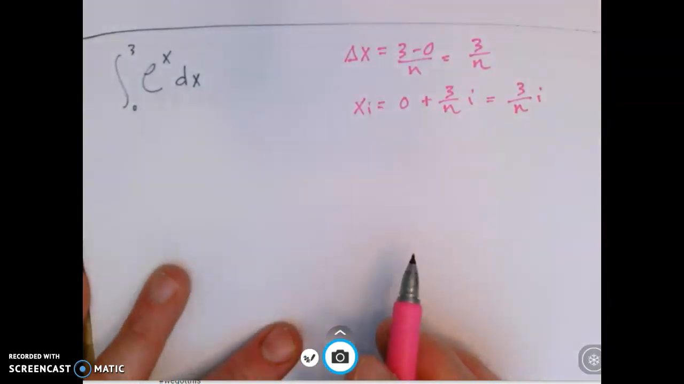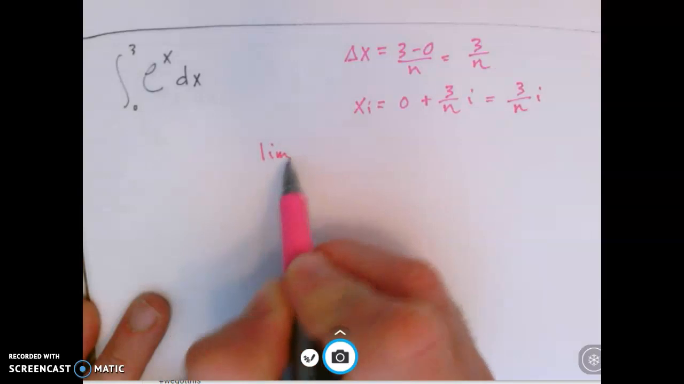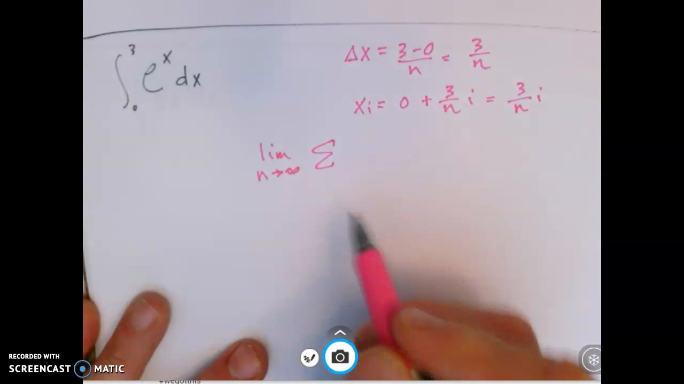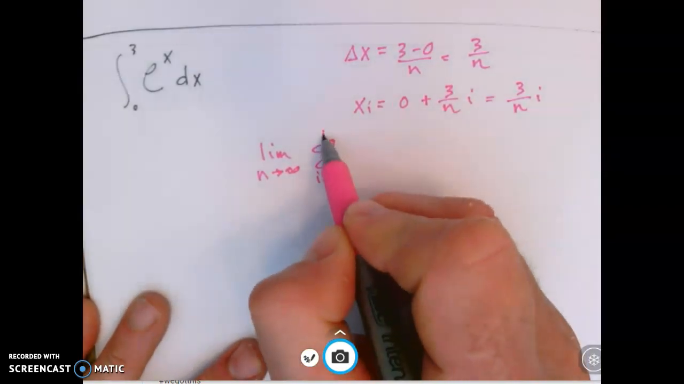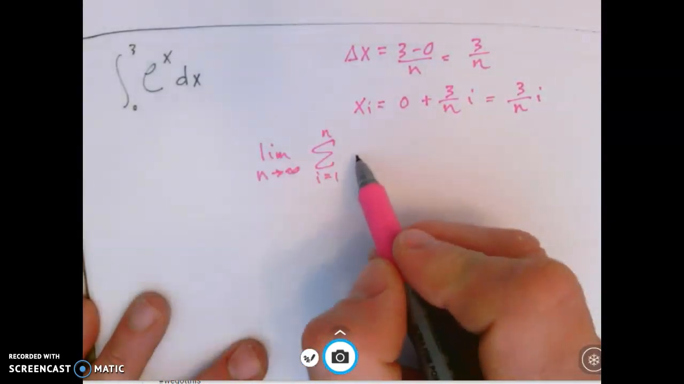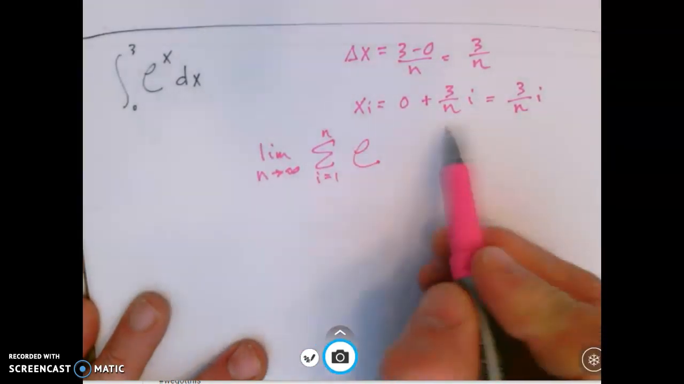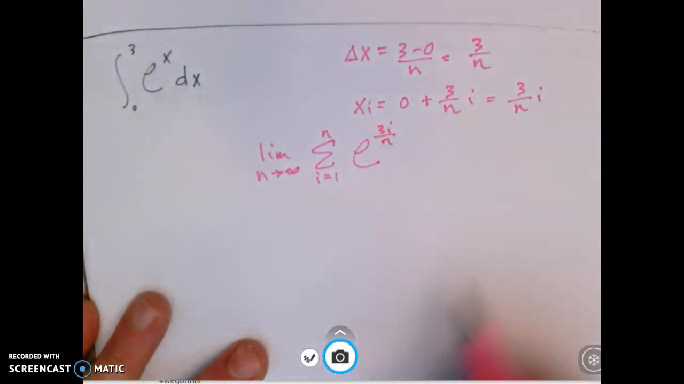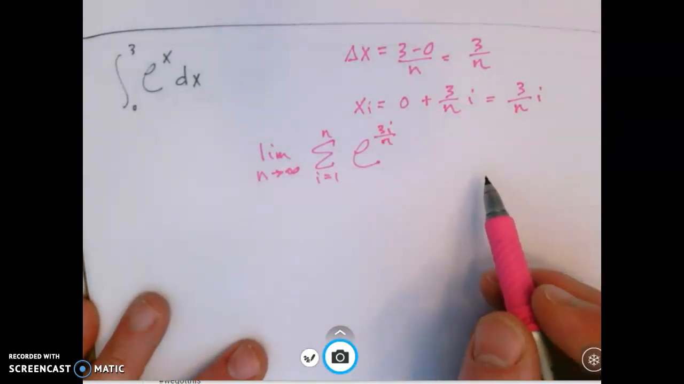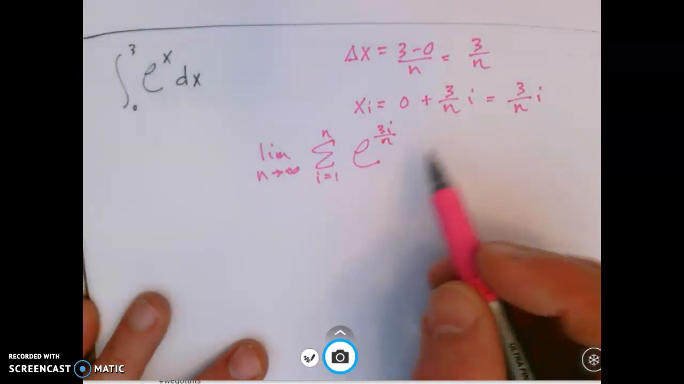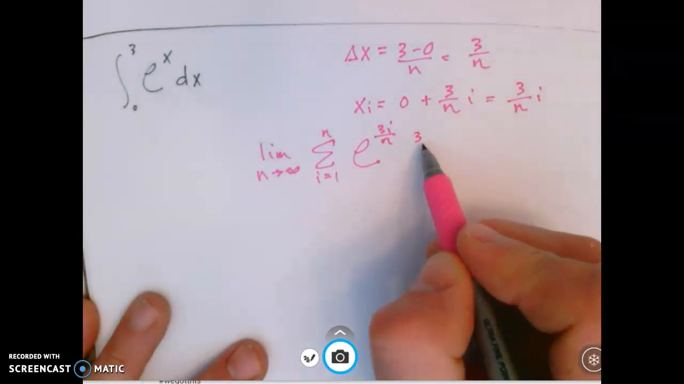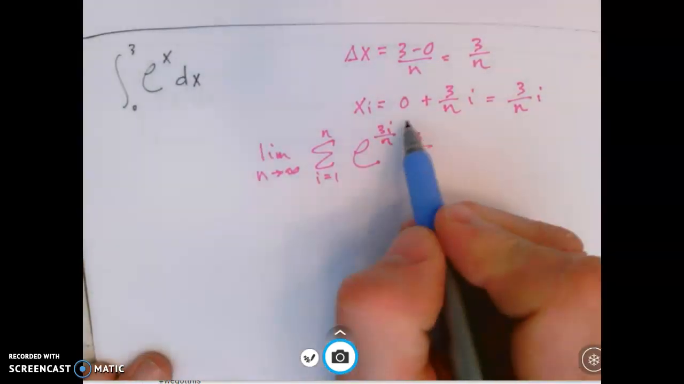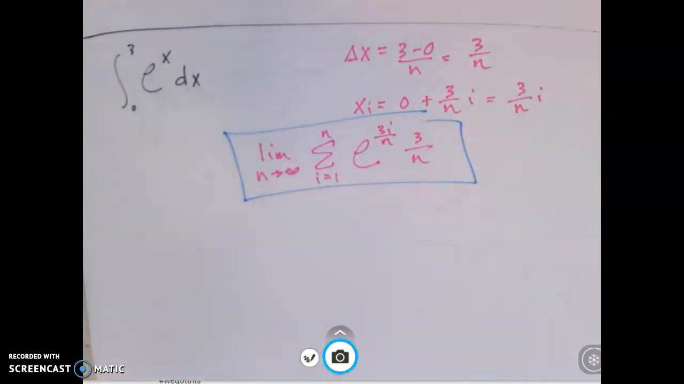And now we rewrite it, and we do limit as n goes to infinity of our sum, i equals 1 to n. It's a horrible integral. Our function, in this case e, raised to our ith term, 3i over n, or equivalently 3 over n times i, times delta x, times 3 over n. And that is our integral rewritten as a limit of a Riemann sum.